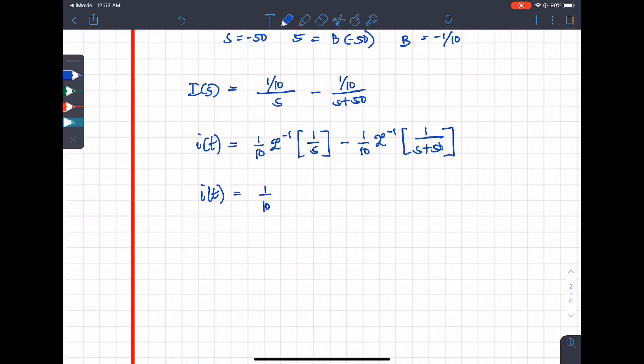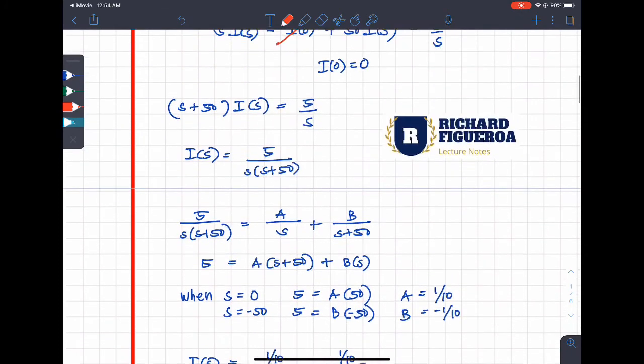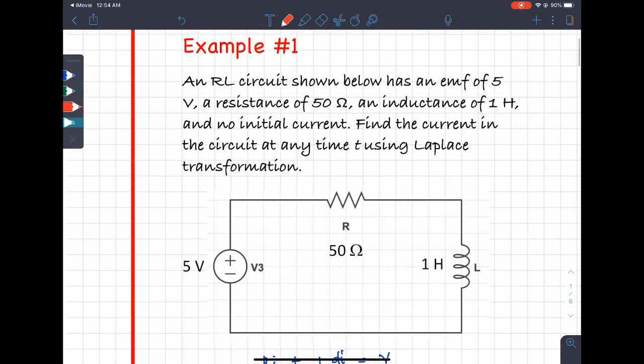The inverse Laplace of 1/s is just 1. Then minus 1/10 e raised to, so this is exponential, negative 50t. And this would be the current at any time t for the given circuit. So 1/10 minus 1/10 e^(-50t). Okay, so that's the current at any time t for this given RL circuit.